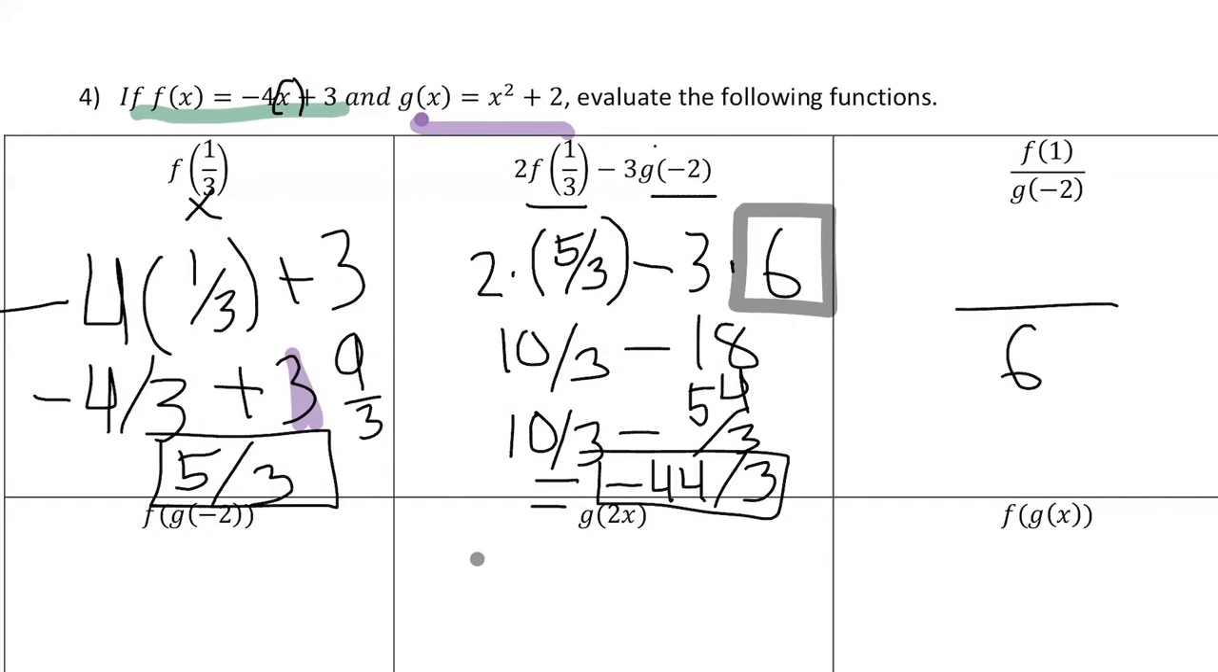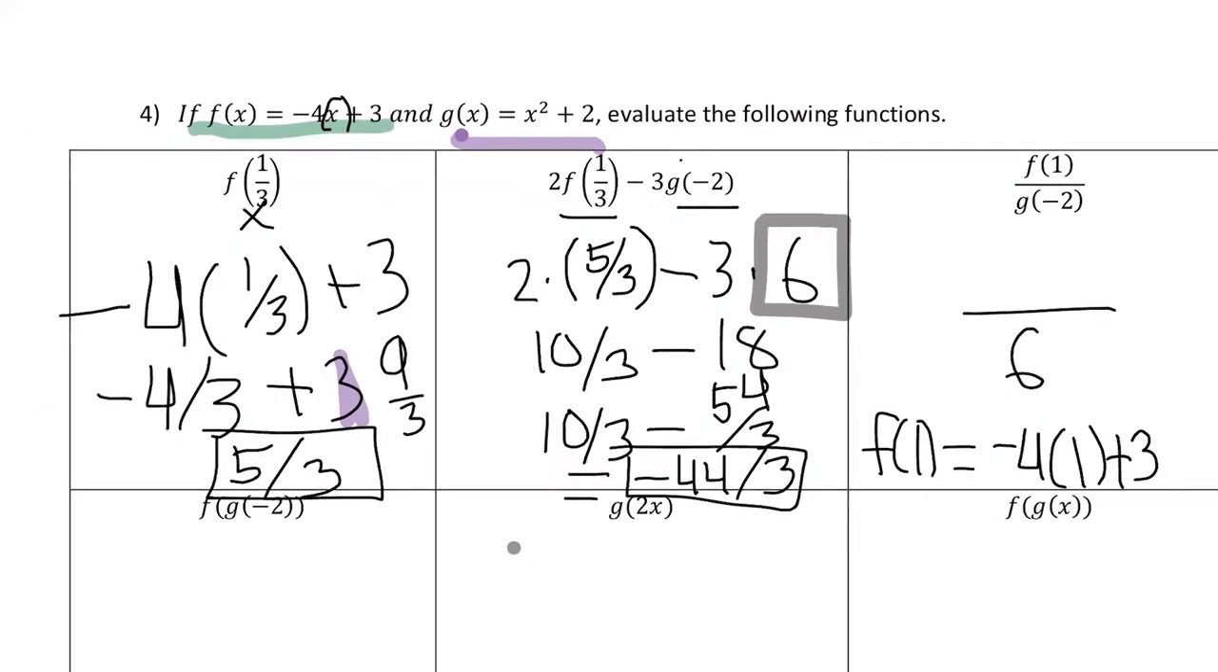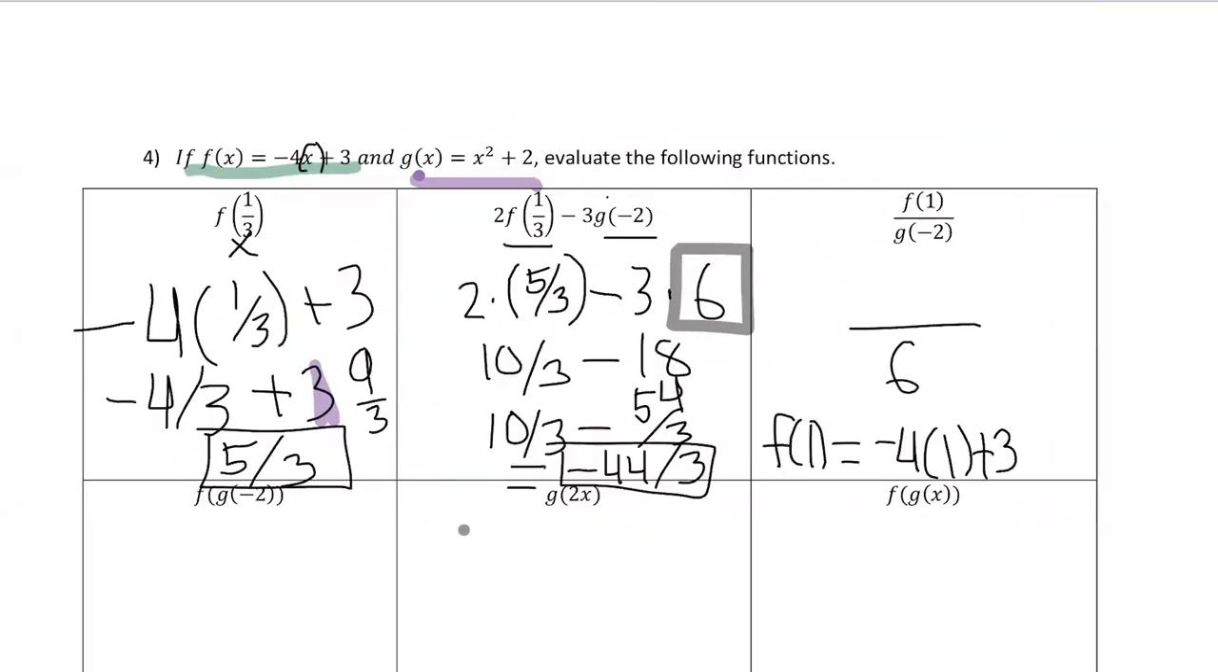Sorry about that. We haven't found f of 1 yet, so let's figure that out really quick. f of 1 would be negative 4 times (1) plus 3. It's that green function I highlighted. If you work this out, this should be negative 1, and that would go on top of our fraction.